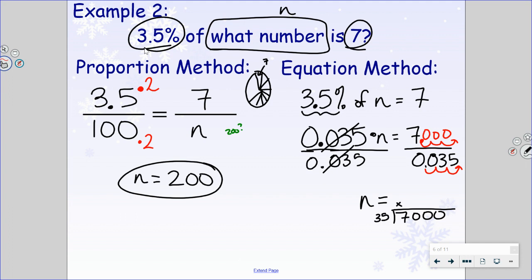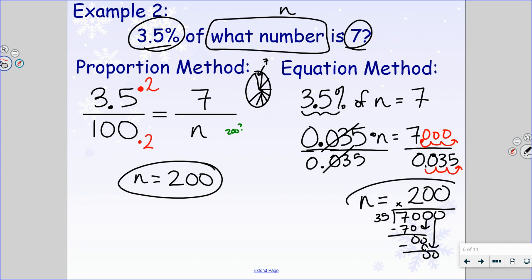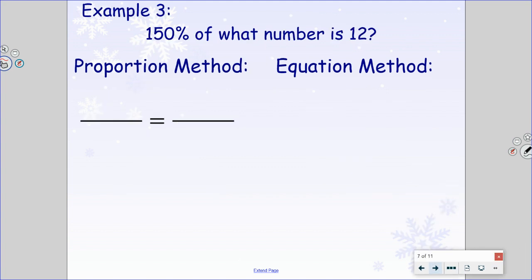Naturally, 35 doesn't go into 7, but it does go into 70, and another 0, and another 0. Again, same answer, 2 different ways to solve. Onward we go to what I think is a bit more challenging.